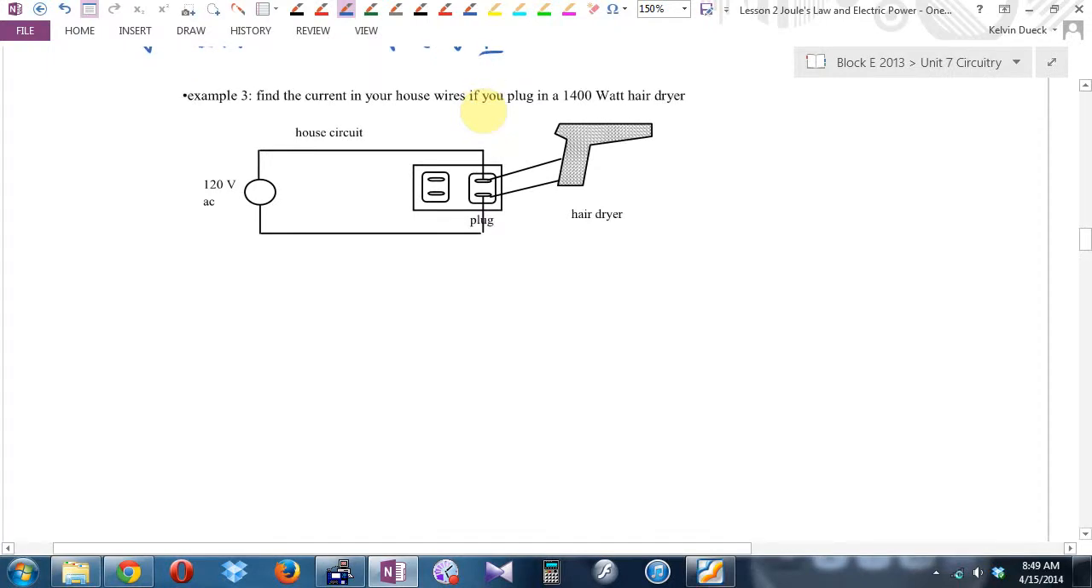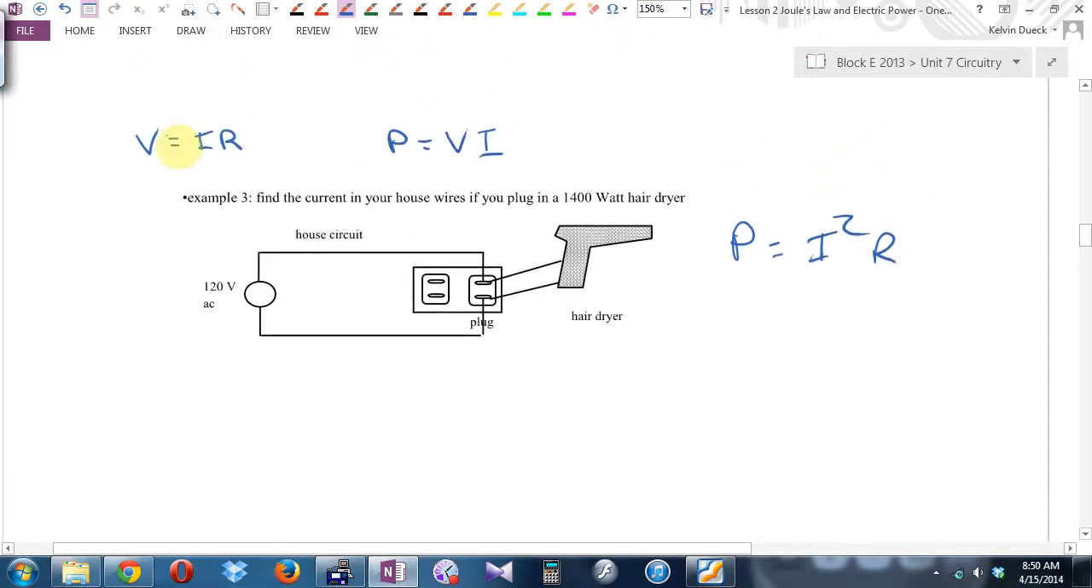To find the current in your... The answer is, remember, I gave you these 2. That's when I fall back on that one, because if I know P and R, I can find current, and now that I have current, I times R, and I'm good enough to go for voltage, right? They're all there. You just have to sometimes do the substitution.